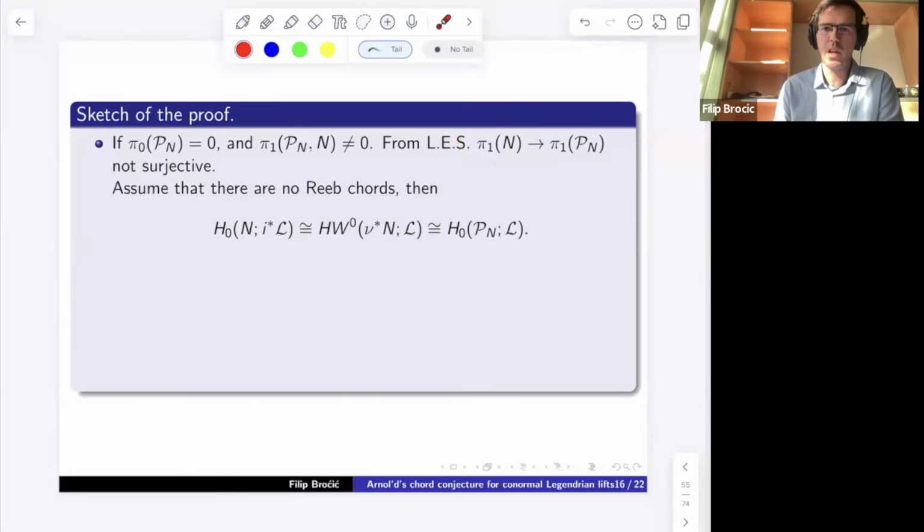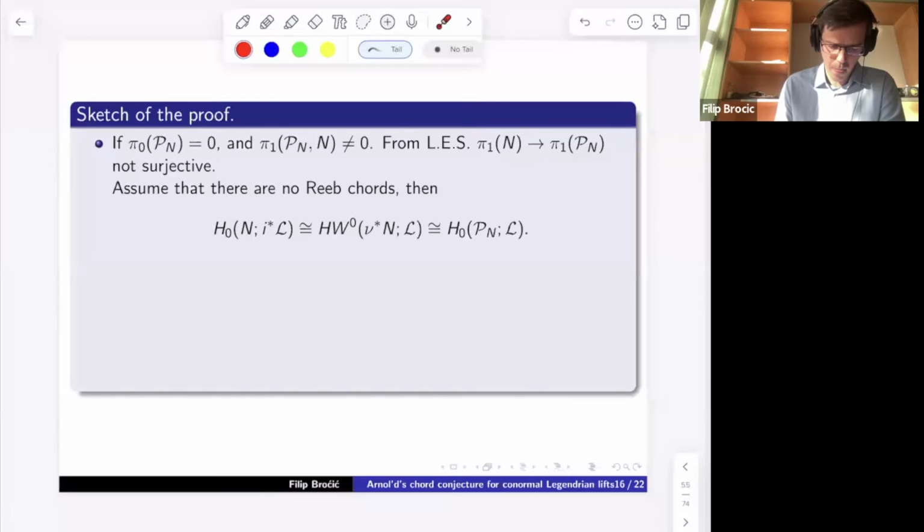And this map is always injective because, again, from the long exact sequence of the fibration, we have a section from π_n to N by inclusion, and the evaluation at the endpoint will give us the fibration map. So this map is always injective.